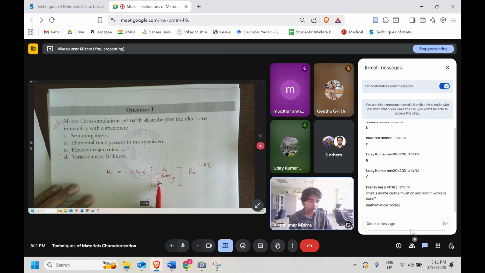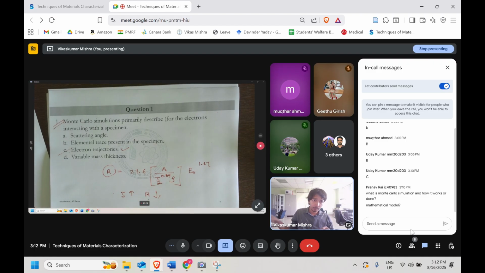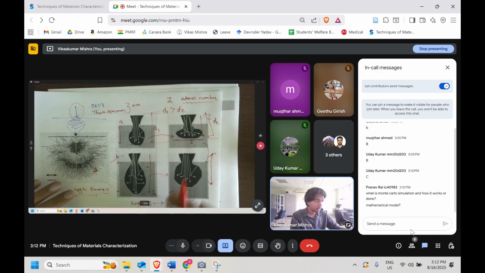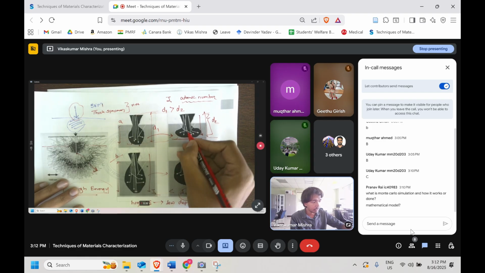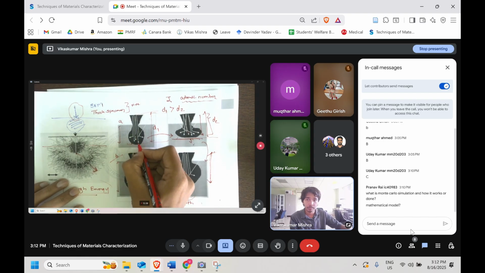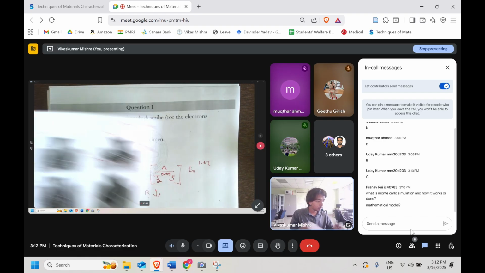Z is the atomic number. If Z is more, then R will be less. So here also, what we have talked about is that Z is more here, so the radius here is less. Here the radius is more, right? So this is what we talk about.